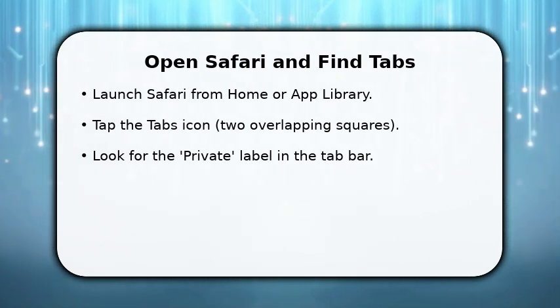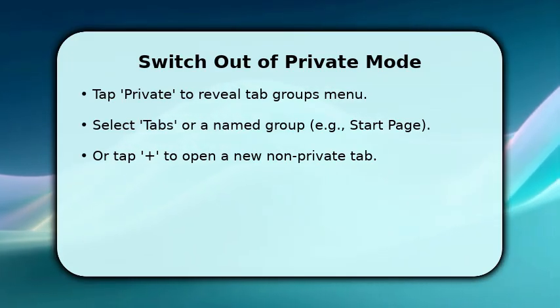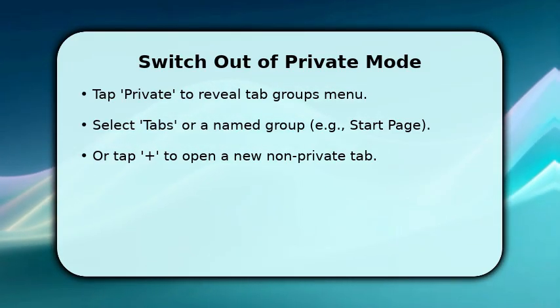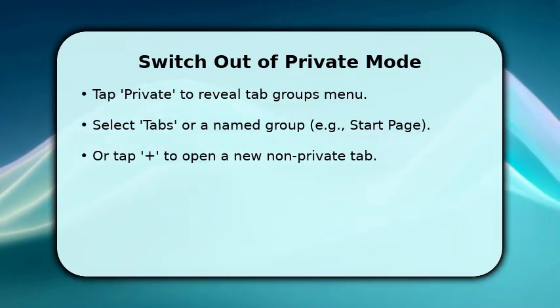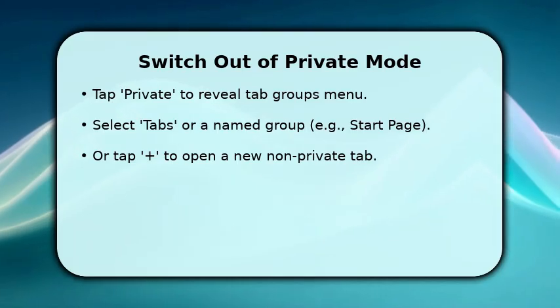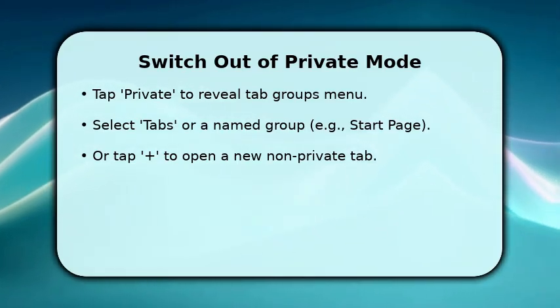Tap the word private in the tab group menu to reveal other tab groups, then choose tabs or any named group. This returns you to standard browsing with history and autofill enabled. Alternatively, tap the plus icon to open a fresh, non-private tab. This also exits the private context.